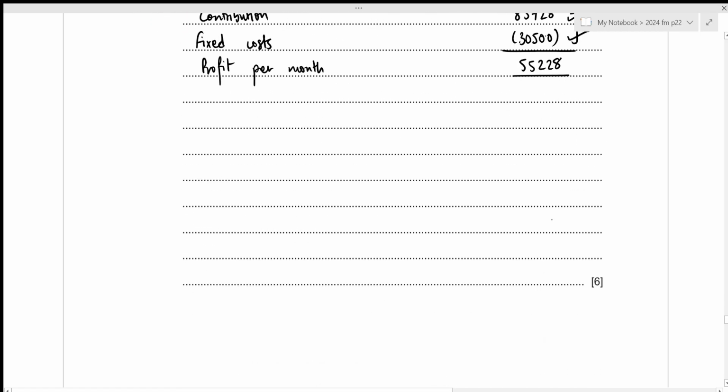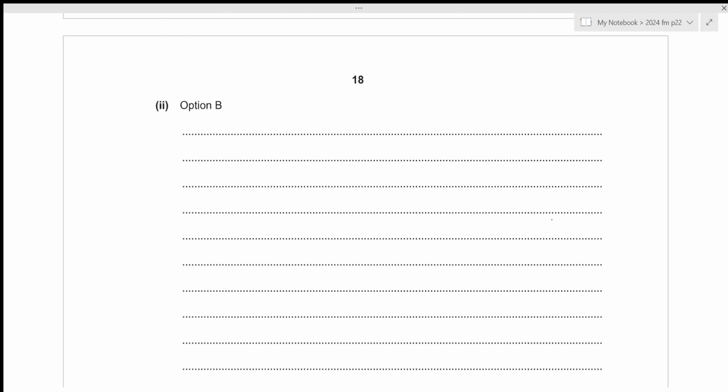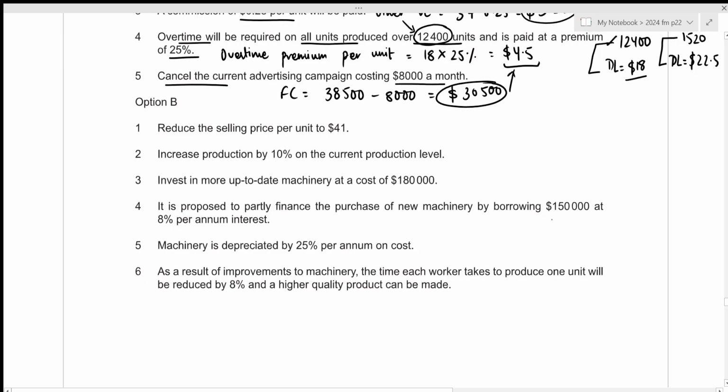Now we need to repeat the same process for option B. So let's take a look at the additional information. We now need to reduce the selling price per unit to 41. So this will be the selling price. Then we need to increase production by 10% on the current production level.